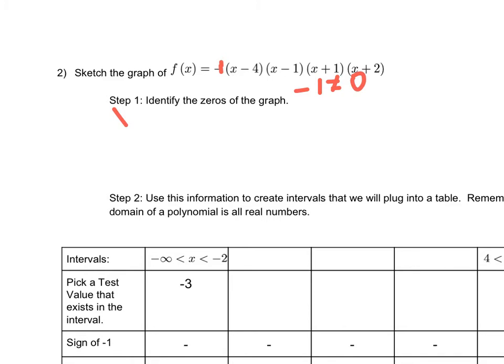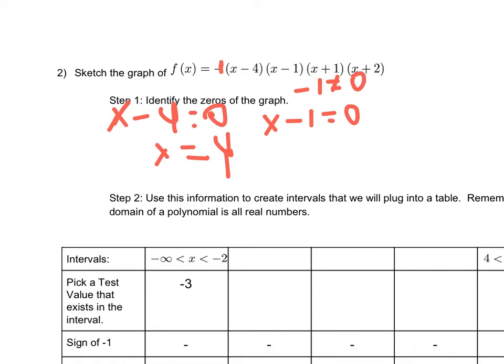All right, so now I get x minus 4 equals 0. And when I say negative 1 equals 0, it'll affect my final multiplication only, but it won't affect my actual 0 values. So what makes x minus 4 0? When x equals 4. What makes x minus 1 0? When x equals 1. What makes x plus 1 0? When x equals negative 1. What makes x plus 2 0? When x equals negative 2.